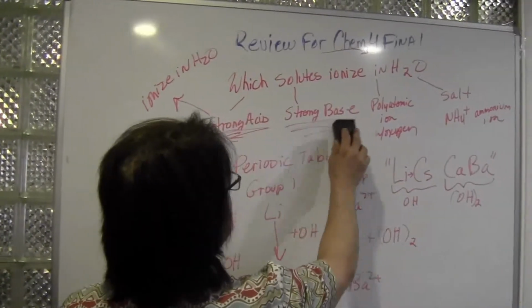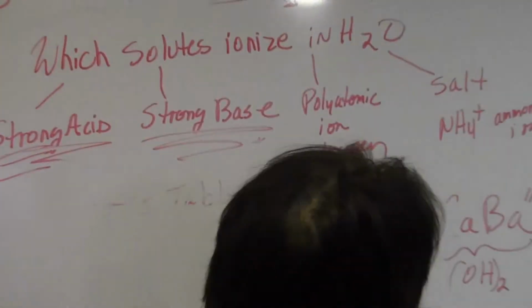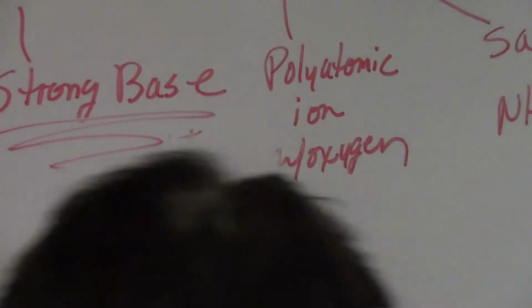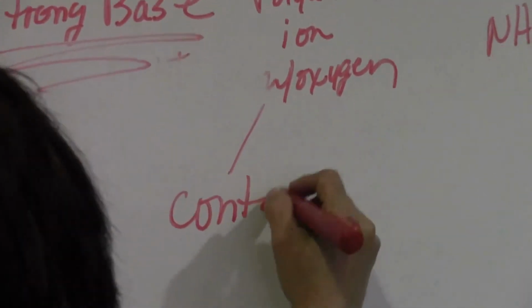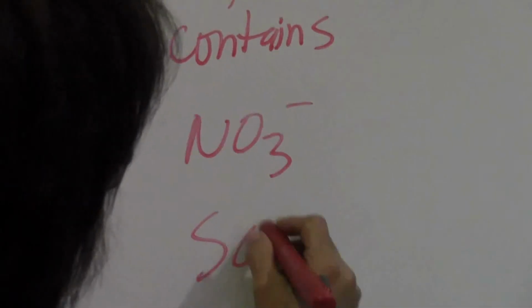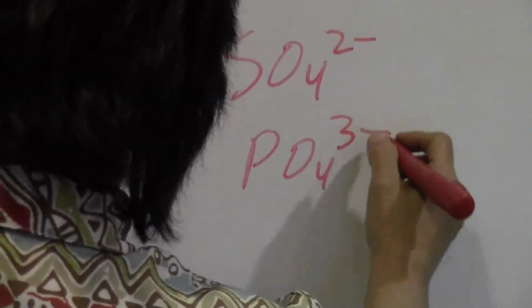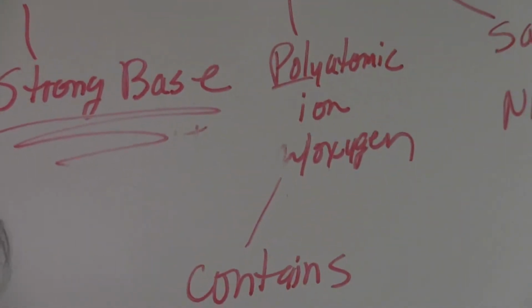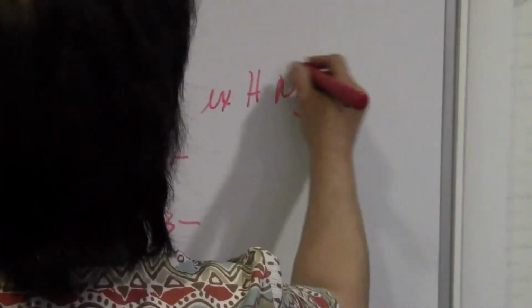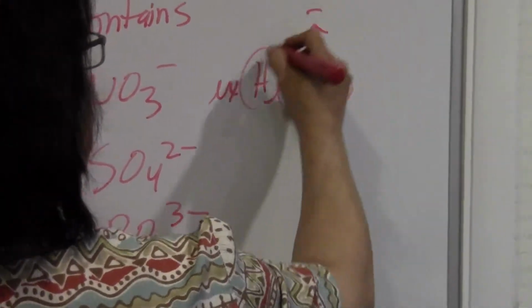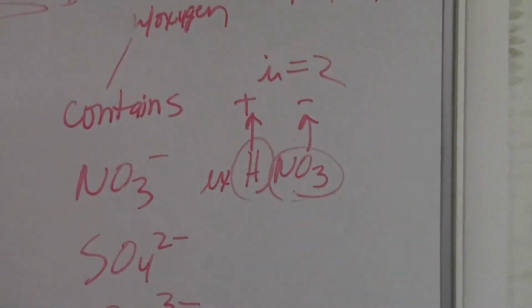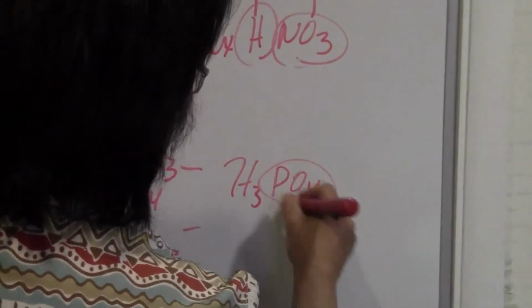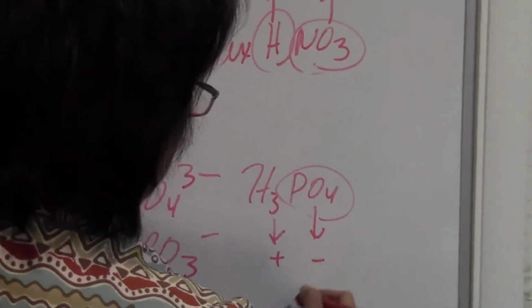Strong acids ionize, strong bases ionize, polyatomic ions that contain oxygen. Poly just means more than one. Examples, anything that contains like NO3 minus, SO4, PO4 3 minus, you get the point. Anything where you see more than one type of atom, this has 4, with an oxygen, that's going to ionize as well. For example, HNO3, one of our strong acids, contains a poly. 1 negative, 1 positive, i equals 2. H3PO4 contains a poly. 3 positive, 1 negative, i equals 4.